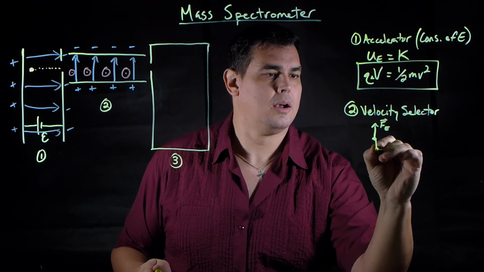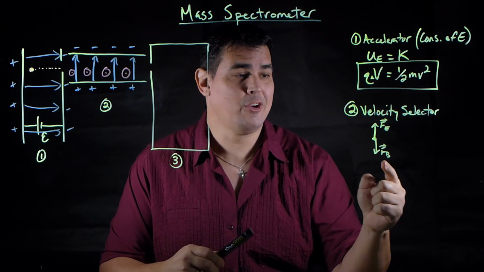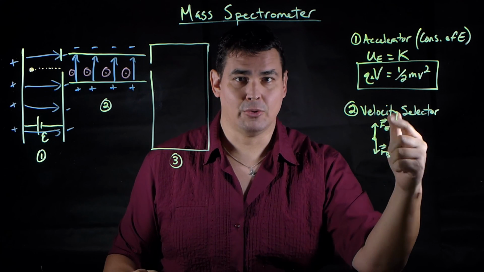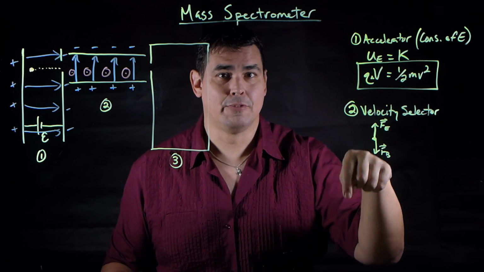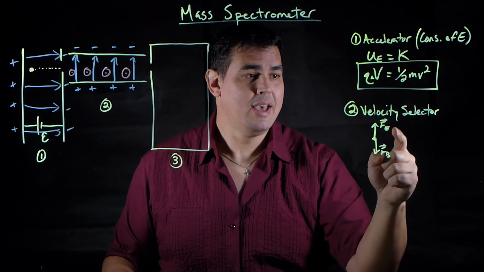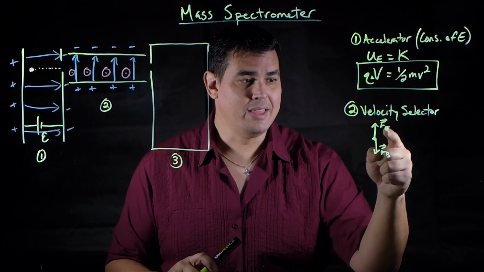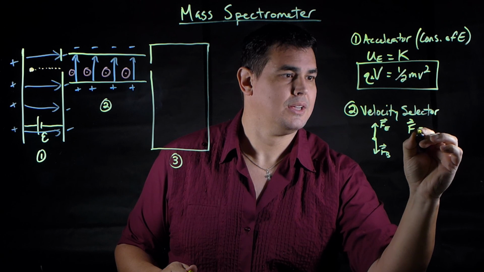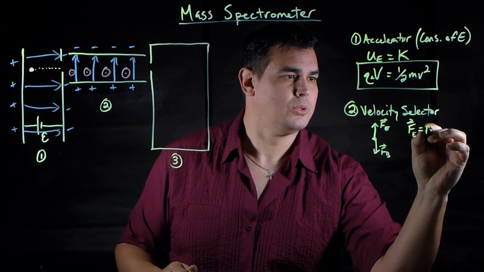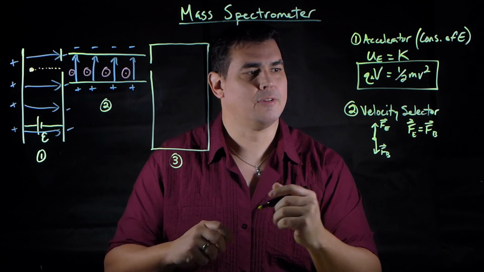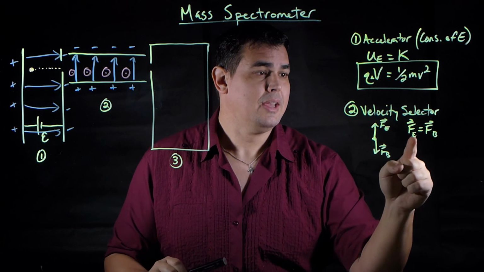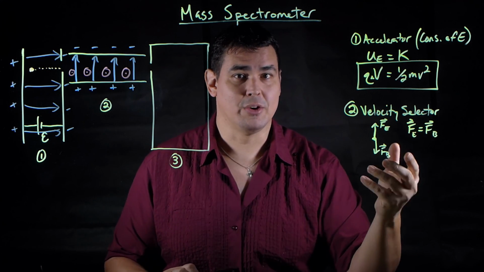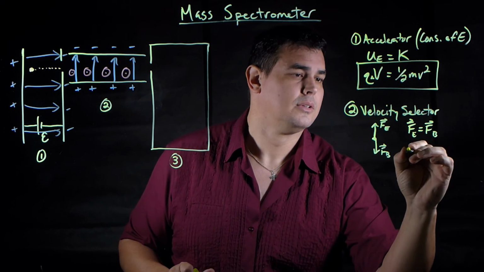If you look at a free body diagram of it, I have an electric force pointing up from that electric field, and I have a Lorentz force pointing down from the magnetic field. If I get this just right, these two will cancel each other out. So I can say the electric force is equal to the magnetic force. If I plug in the equations for electric force and magnetic force, then I can solve.